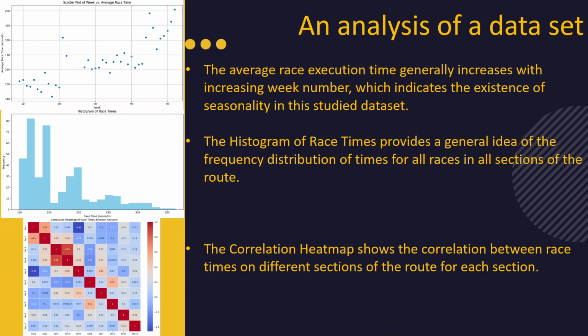It can be seen that section 3 and section 4 have a strong correlation, which indicates an unresolved problem of a transport node with high traffic intensity between these sections, which causes delays on the route.